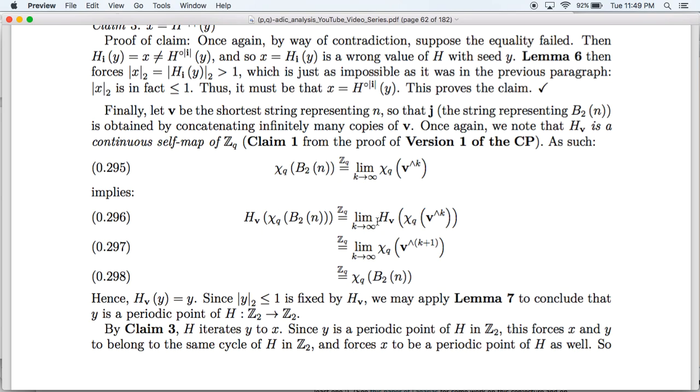H bold v is q-adically continuous, so we can interchange the limit and the function. We then use the definition of chi q to pull in that v here, and then, since this is a limit, this plus 1 goes away, and we return to chi q of b2 of n. This then shows that h bold v of y is equal to y. Since y is then a q-adic integer which is fixed by h bold v, we may apply lemma 7 to conclude that y is a periodic point of h.